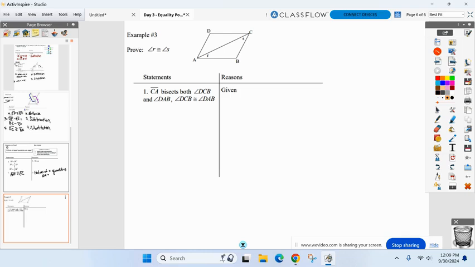Mark, mark. Yep, arc marks. There should be no hash marks on here. We should have arc marks at certain angles. So I got DAB, which is this full angle, and then DCB, which is this full angle.